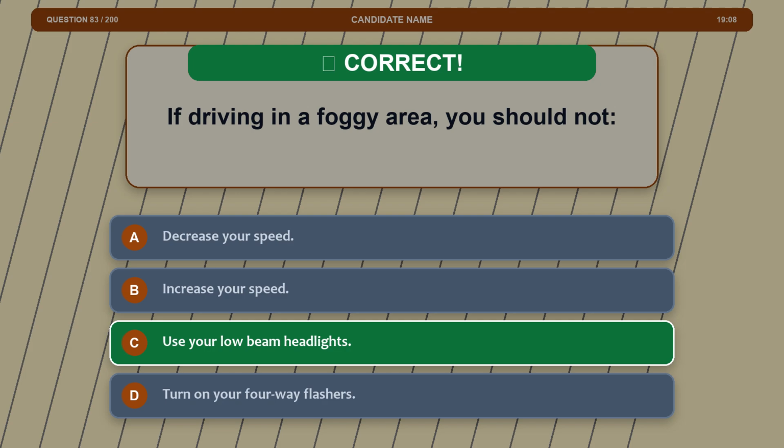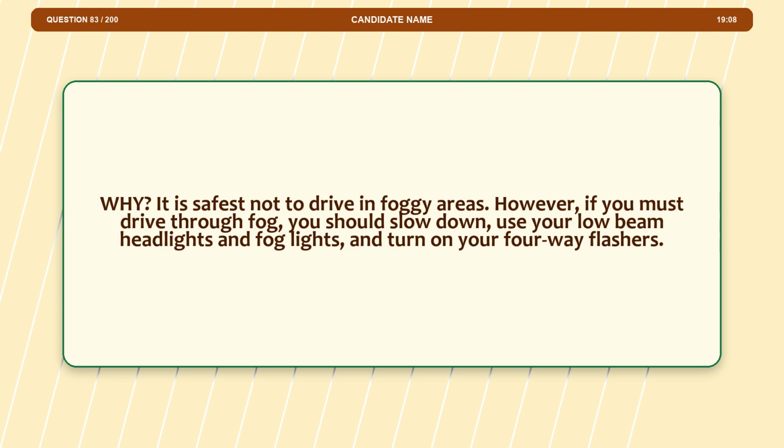The correct answer is option C. Use your low beam headlights. Explanation. It is safest not to drive in foggy areas. However, if you must drive through fog, you should slow down, use your low beam headlights and fog lights, and turn on your four-way flashers.